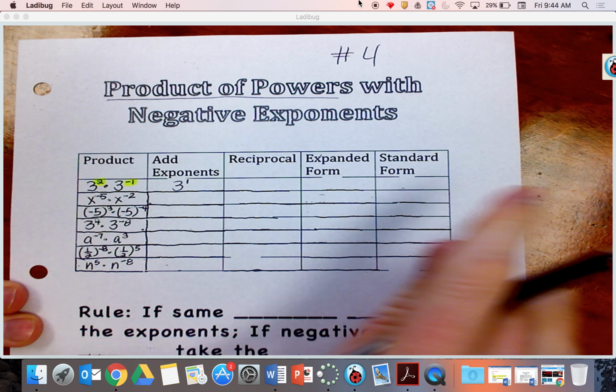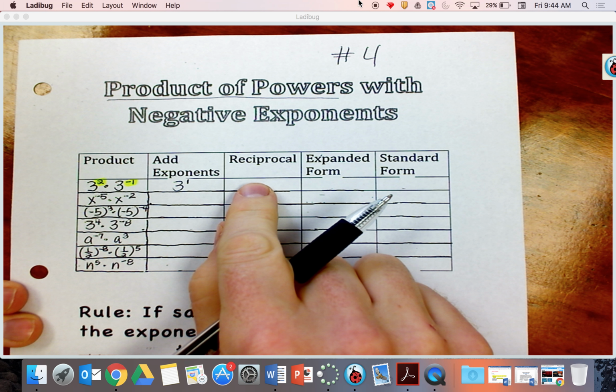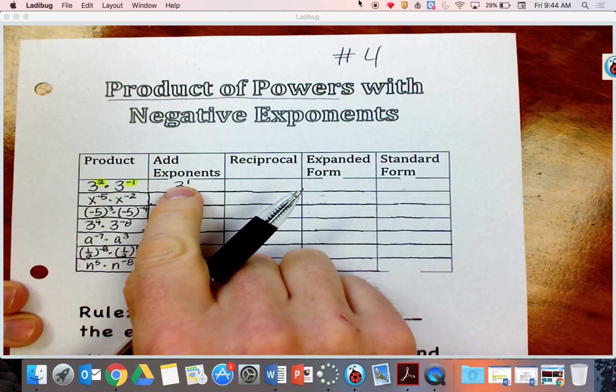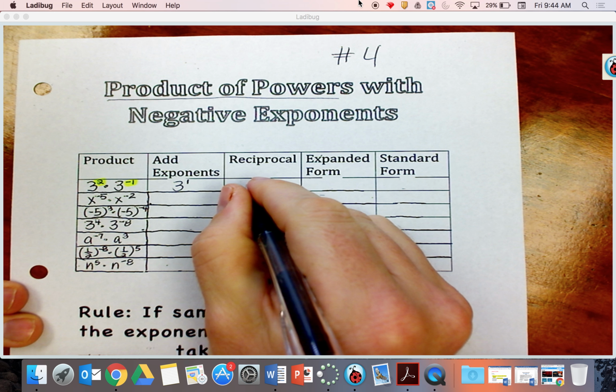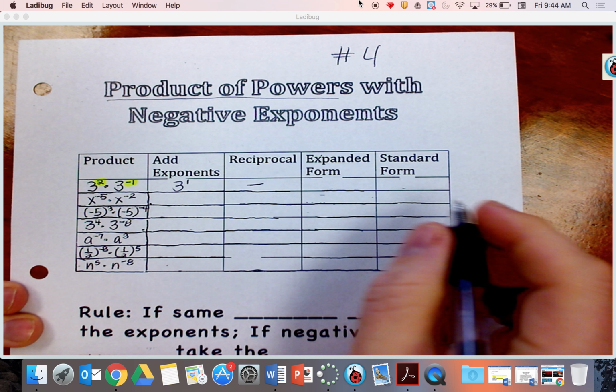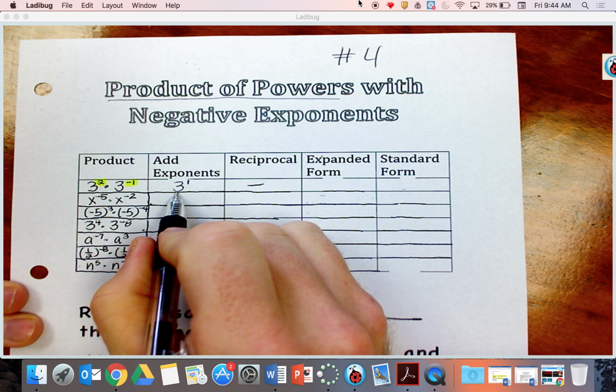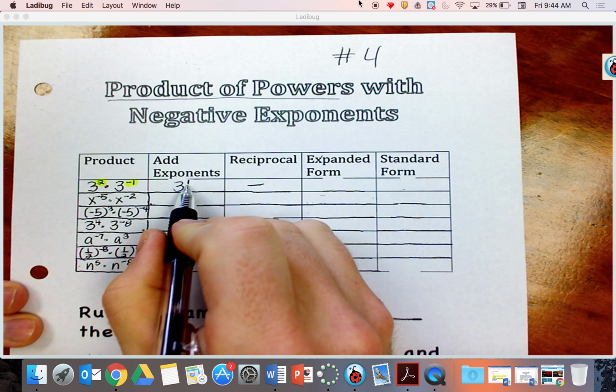So now my next step is, do I need to take the reciprocal? Well, I look at it here, my exponent is a positive, so I don't have to take a reciprocal of that one. When I expand it out, it's saying 3 to the first power, so that's telling me right here that I have 1 three, and the answer in standard form is also 3. So that one was pretty straightforward, just kind of a get you started here on this part. So this is basically what we're doing. So let's take a look at the second one, and the second one may be a little bit different.